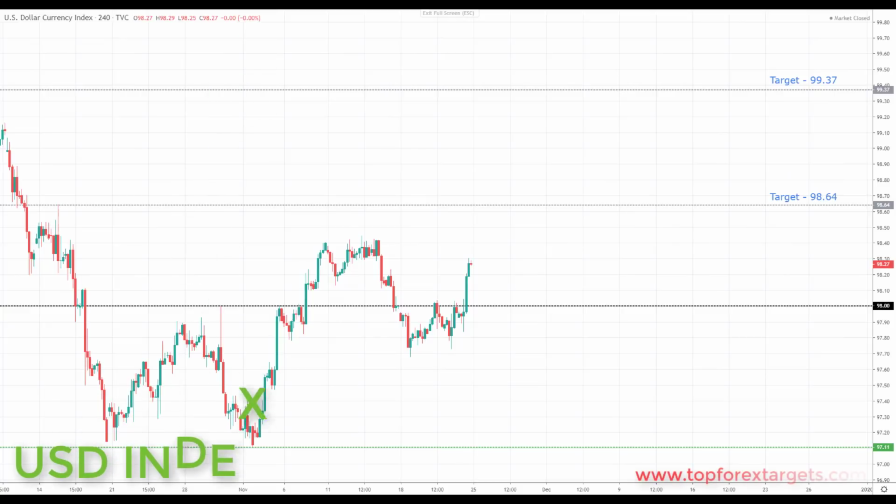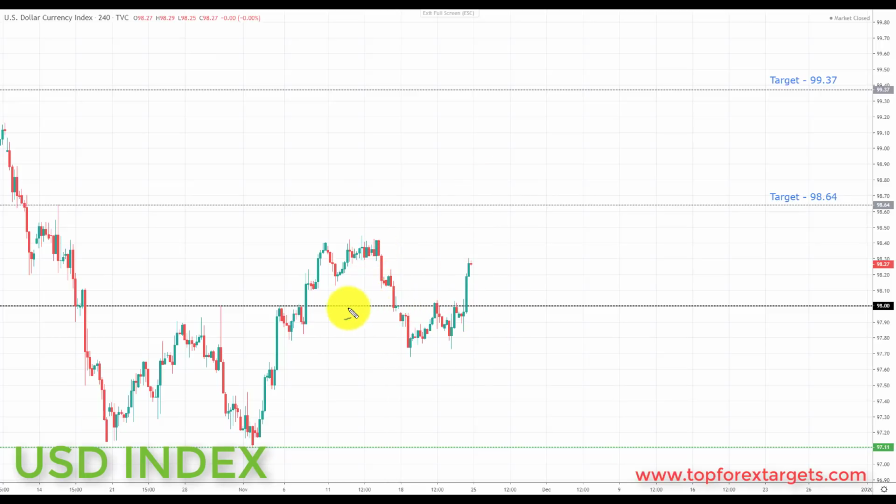As always, we're going to start off by looking at the US dollar. Now, last week we were looking for further advances to the upside in the US dollar, and we were looking for a bounce from the 98 area, which we highlighted not just last week but the previous week. We were looking for a pullback to this area and then a bounce to the upside.